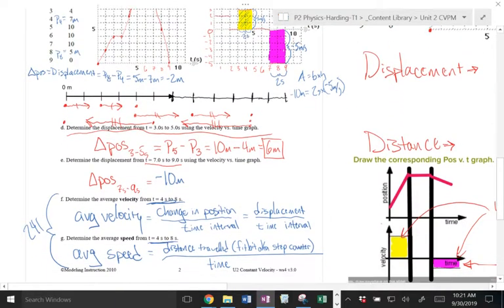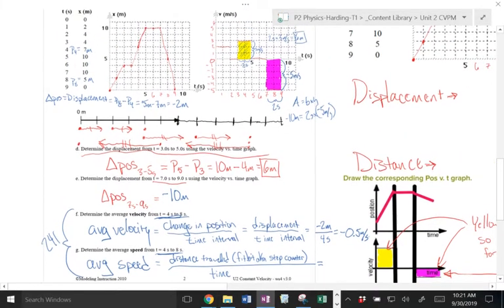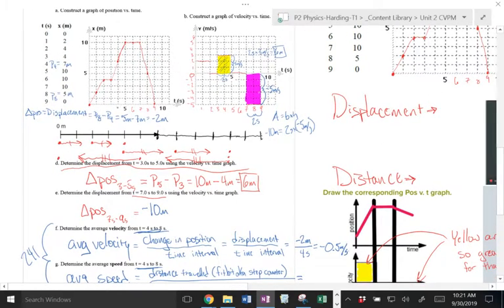So then when I want the average velocity, I take that -2 meters over 4 to 8 seconds. The time there is 4 seconds. So this is going to work out to -0.5 meters per second. But in terms of the distance traveled, if I'm looking on the graph, 4 seconds is right there, 8 seconds is right there.